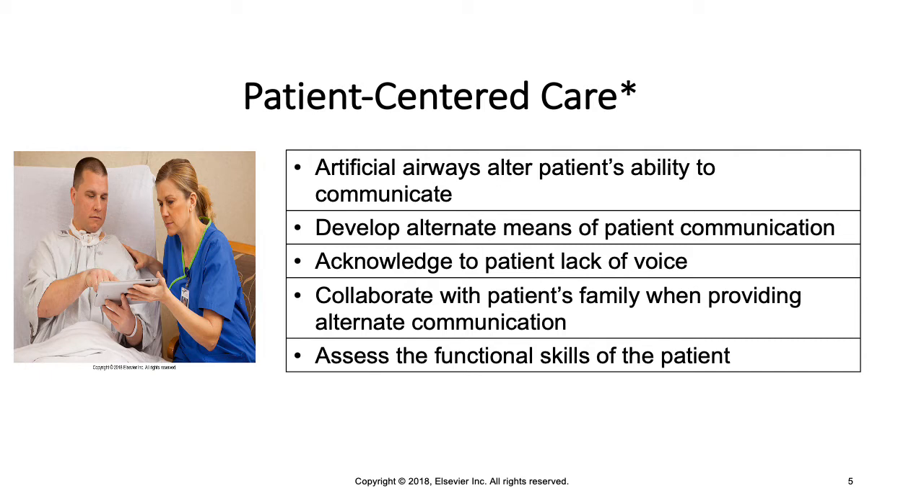In trying to provide patient-centered care, we must remember that artificial airways will alter the patient's ability to communicate. We will have to develop alternate means of patient communication and collaborate with the patient's family on how to best provide that alternate communication. There are some patients with tracheostomy tubes who can speak because they may have a speaking valve in place or a special tube that allows for airflow around the vocal cords. But if they don't, they may not be able to speak to you. Or if a patient has an endotracheal tube in place, they won't be able to speak.